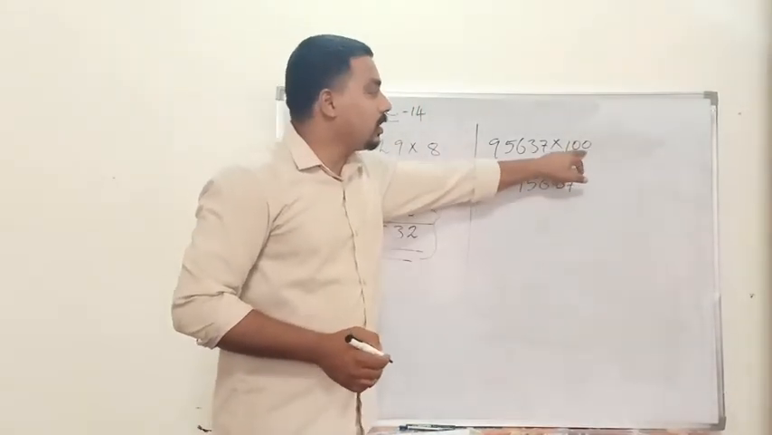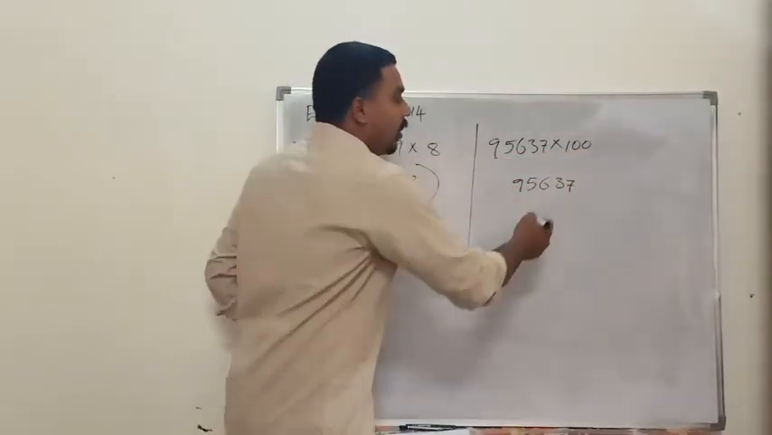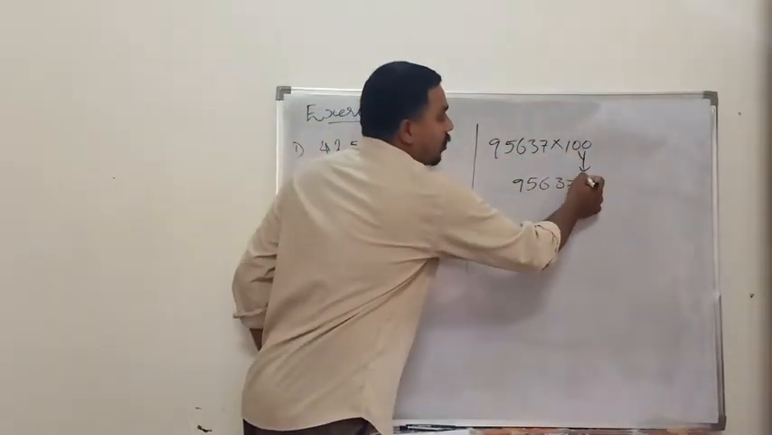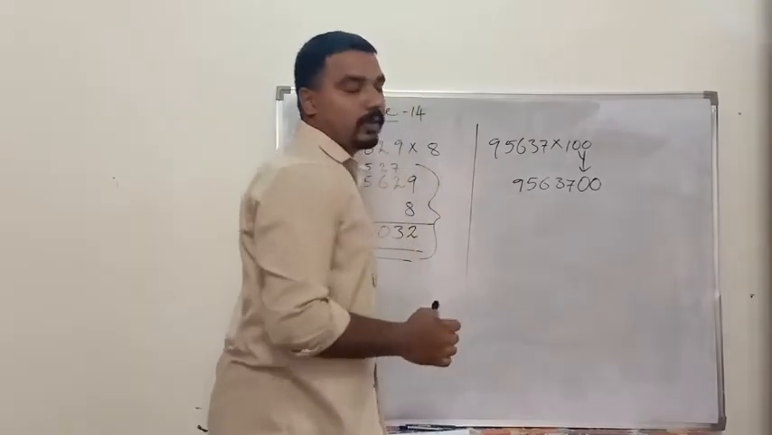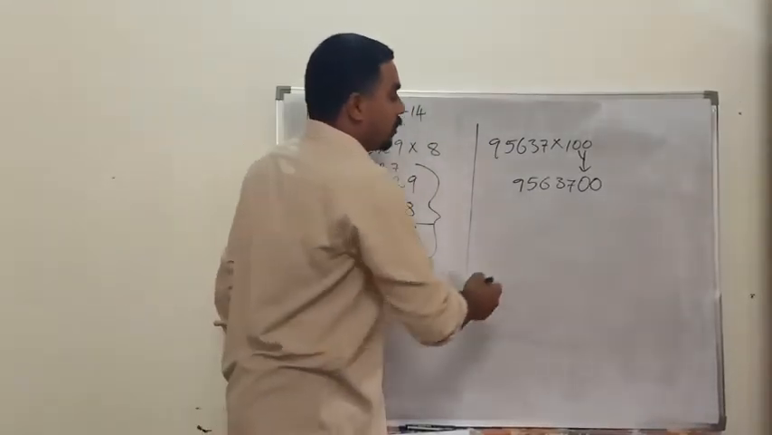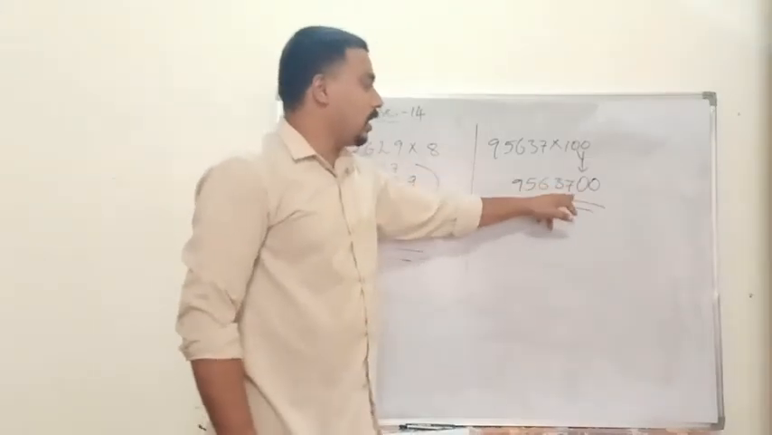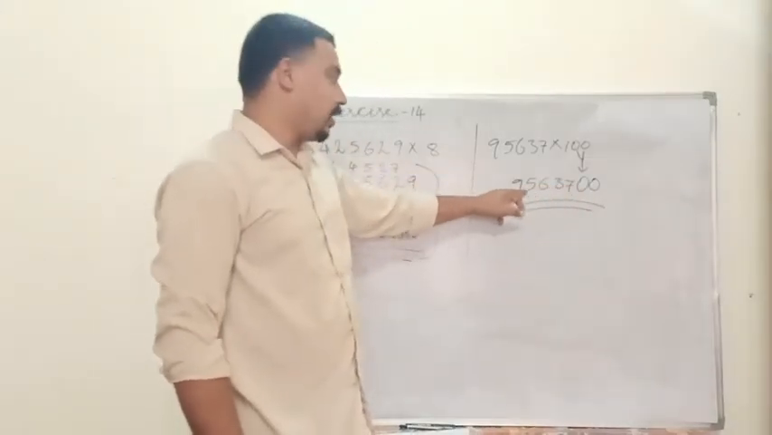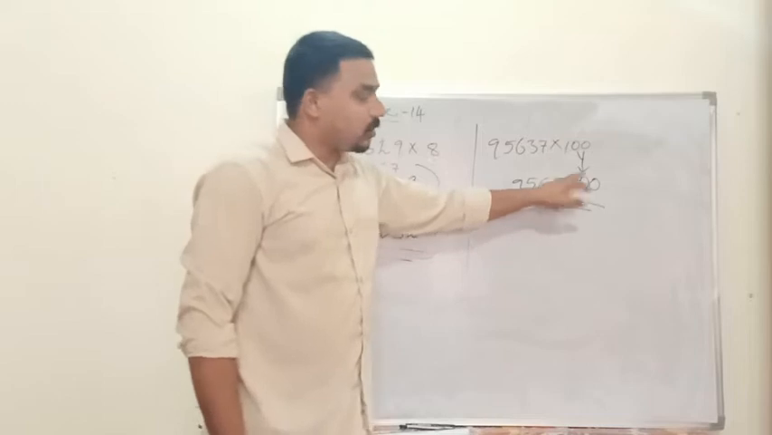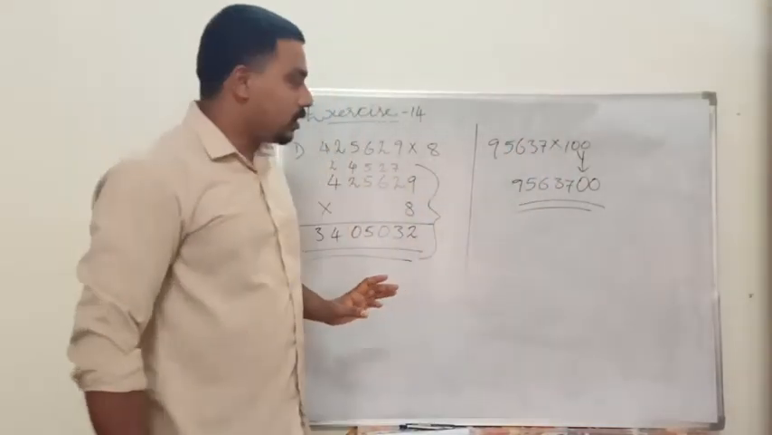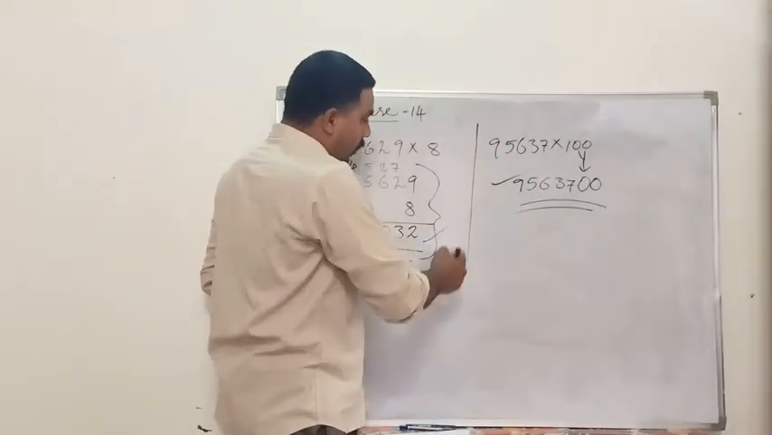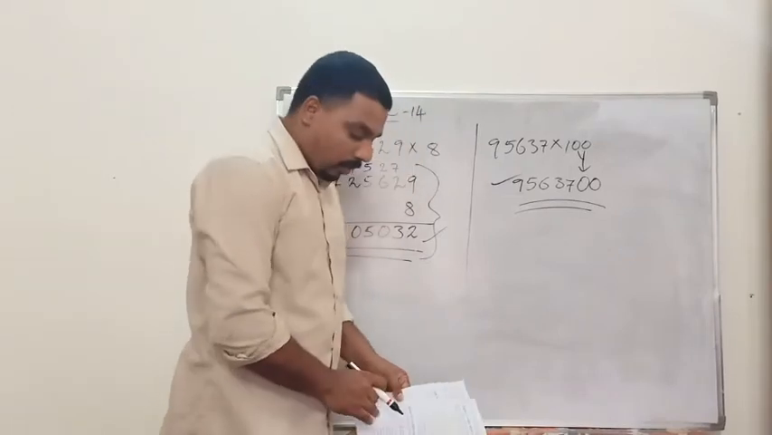Then how much is remaining here? 2 zeros are remaining there. So write that 2 zeros here in the place of tens and hundreds. So what is the product we will get? We will get this much: ones, tens, 100, 1000, 10,000, lakh, 10 lakh, 95 lakh, 63,700. We will get as the product. Okay. So moving to the word problems.